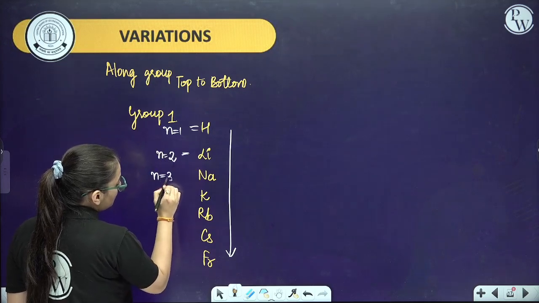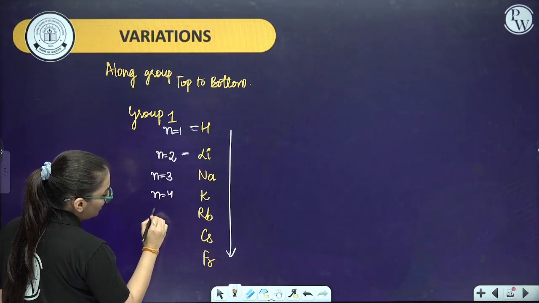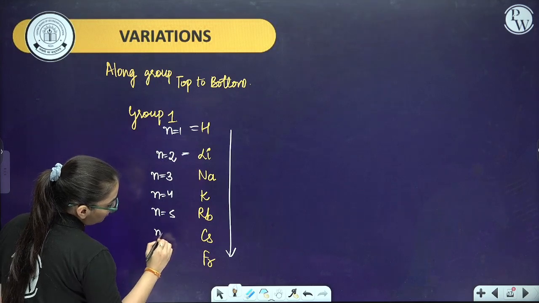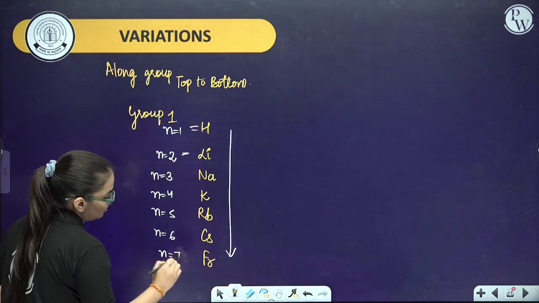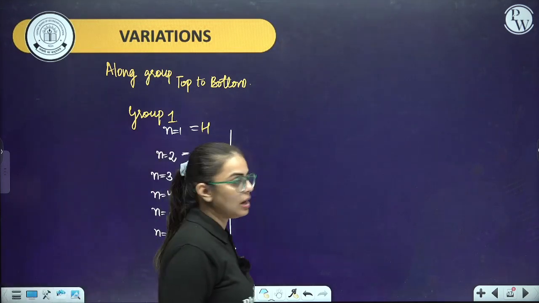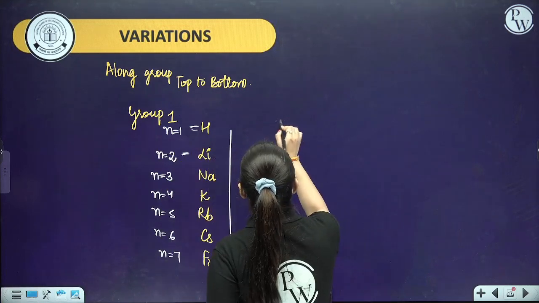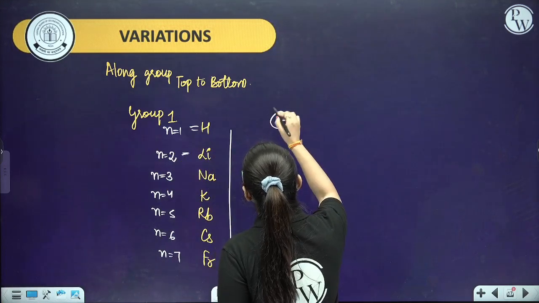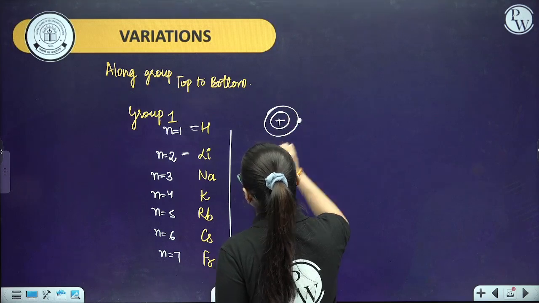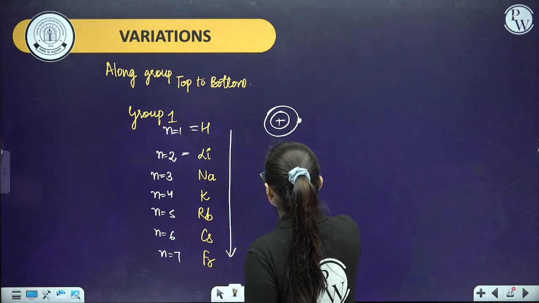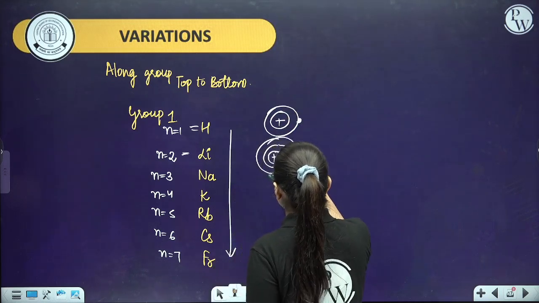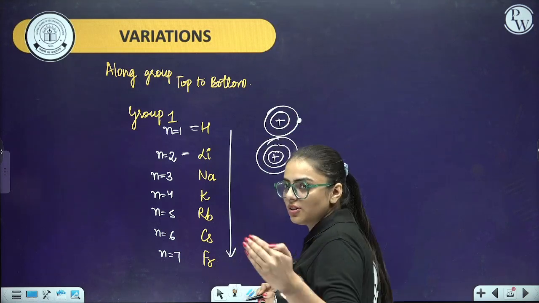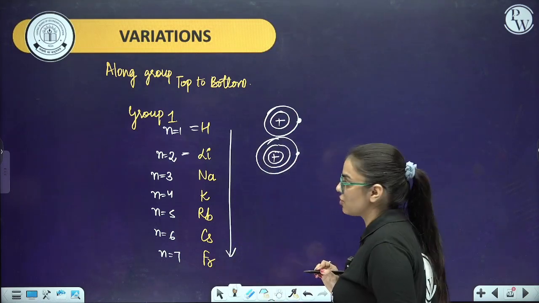Sodium lies in the third period, n is 3. Potassium lies in the fourth period, n is 4. This lies in the fifth, this in the sixth and this in the seventh. They all have one electron in the outermost shell. If I draw the structure of hydrogen, this is the first shell containing one electron. Lithium has a nucleus, first shell, and second shell containing one electron in the outermost shell. That's why they are in group number 1, because they contain one electron in the outermost shell.